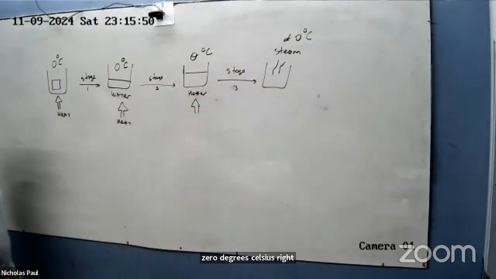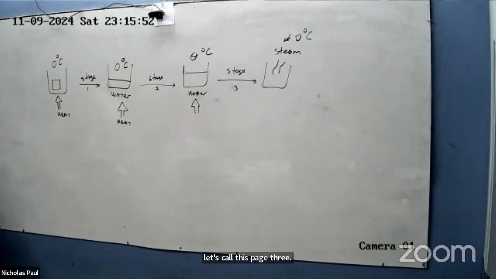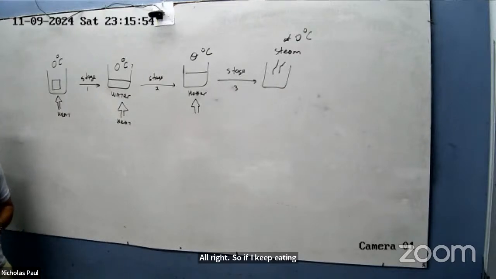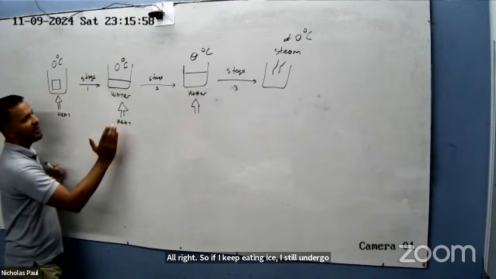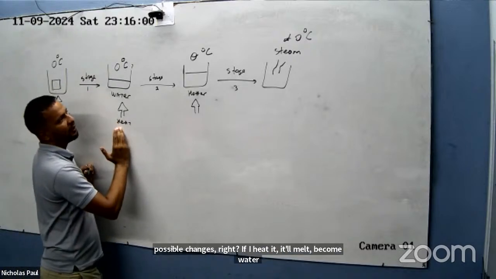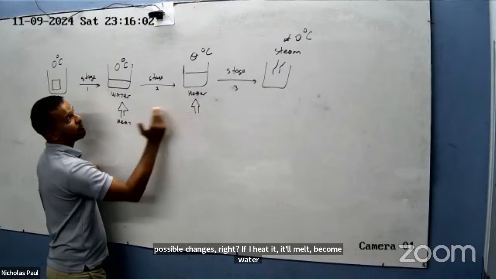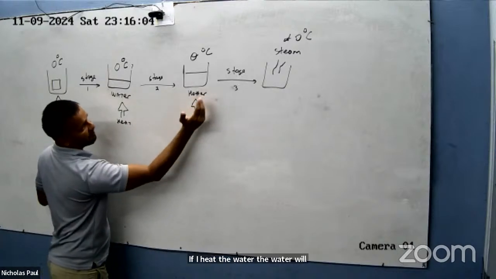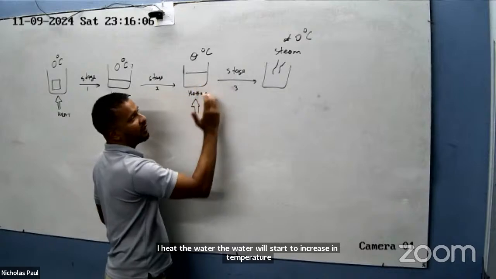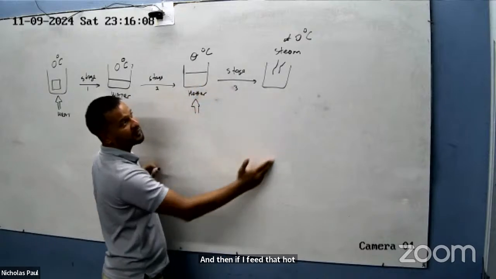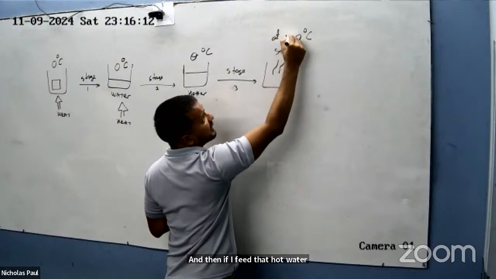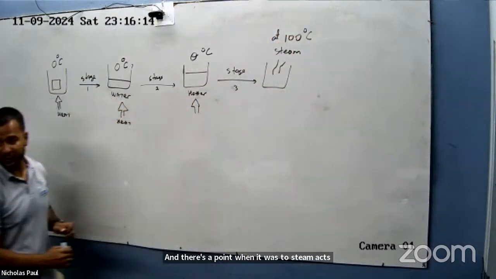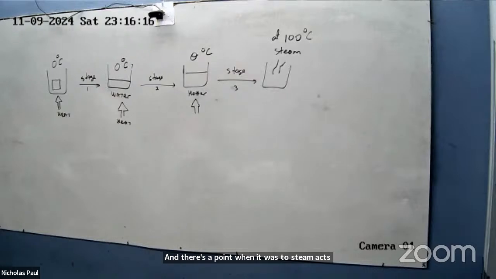All right, so if I keep heating, ice will undergo 3 possible changes, right? If I heat it, it will melt and become water. If I heat the water, it will start to increase in temperature. And then if I heat that hot water, there's a point when it will turn to steam, at 100 degrees Celsius. All right? So we need to understand the difference in these stages, right?